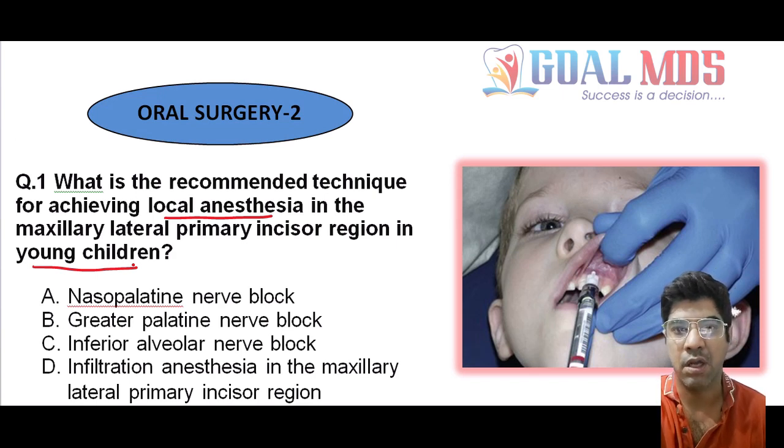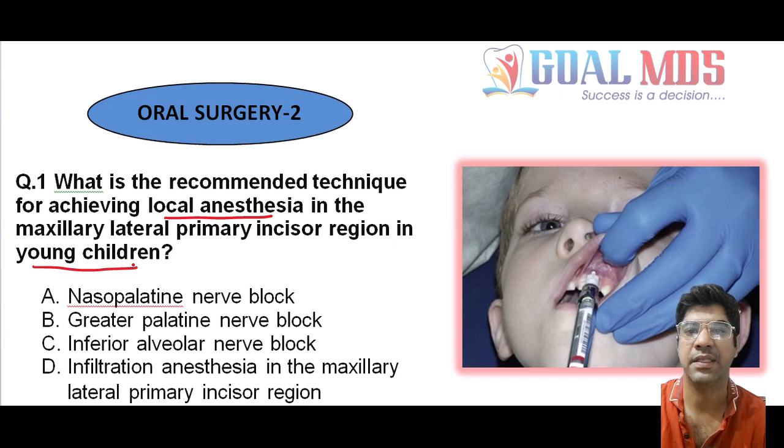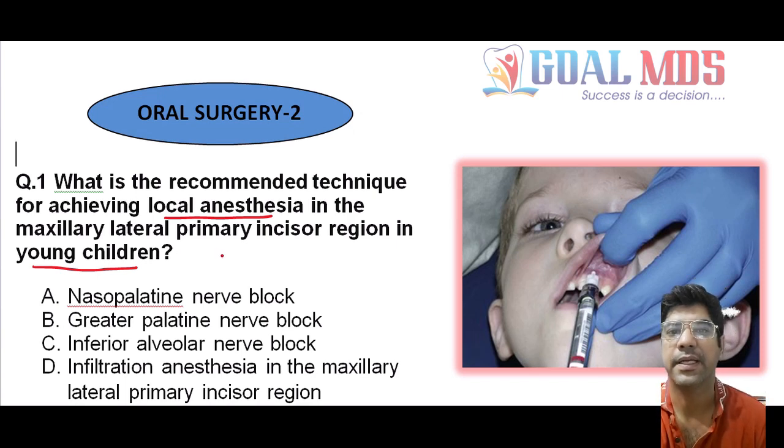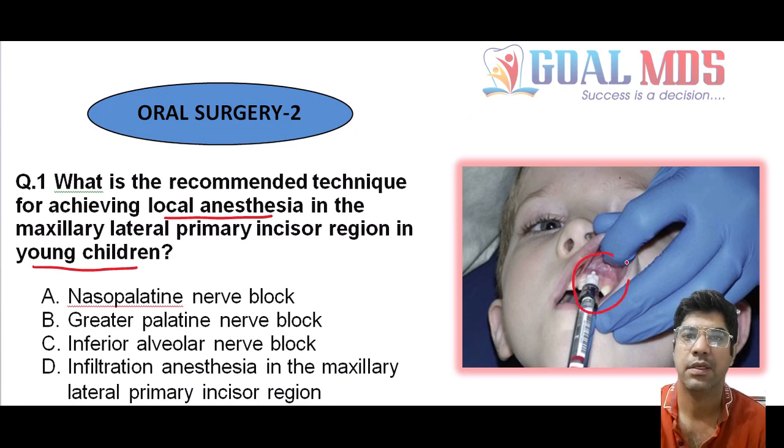This is the infiltration anesthesia in the maxillary lateral incisor region. It is the recommended technique for achieving local anesthesia in the maxillary lateral primary incisors in young children. So the recommended technique is infiltration anesthesia, which involves injecting the anesthetic solution directly into the soft tissue surrounding the tooth, targeting the nerve endings in the area.